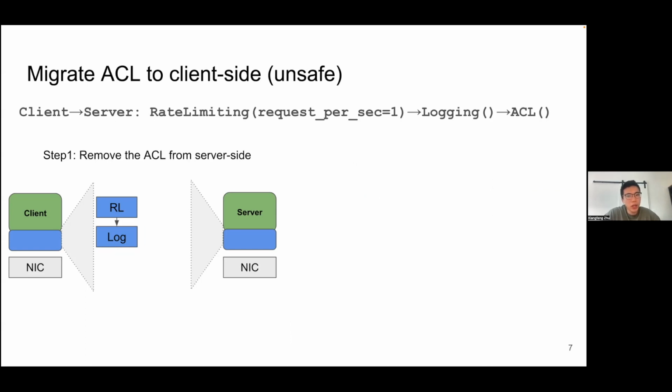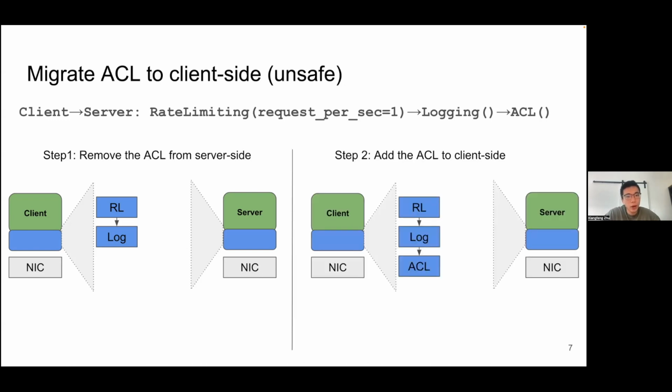However, naively, someone may decide to first remove the ACL from the server side and then add the ACL to the client side. This is unsafe because between step 1 and step 2, there's a window in which some requests that should be blocked slip through, and we have a policy violation. So the job of the ADN controller is to analyze the element definition and, based on the semantics, make sure only the safe version will apply.